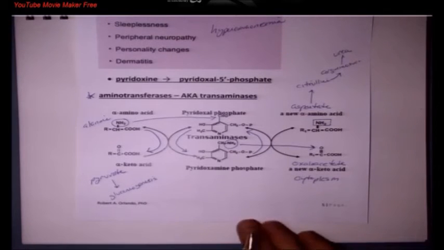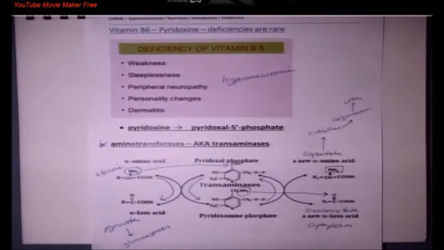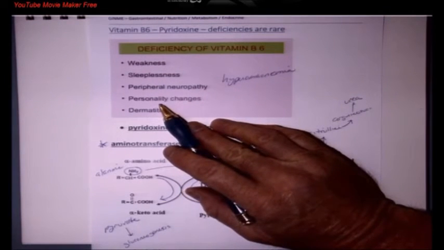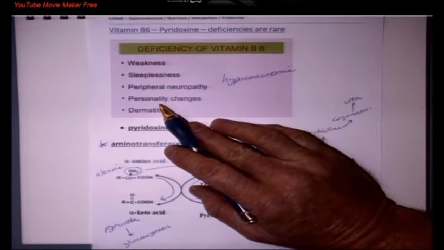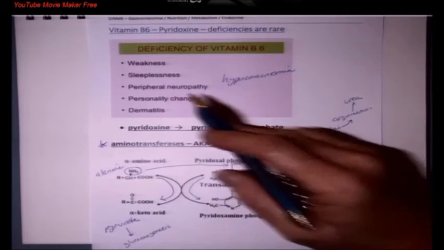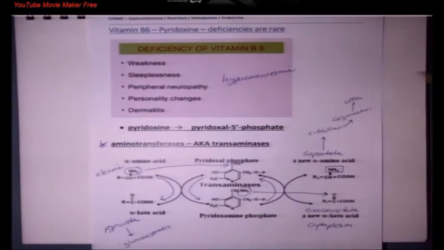Okay, so this is where B6 deficiency comes in. So now if you have a B6 deficiency, what would be the clinical symptoms? You're going to have hyperammonemia leading to personality changes. We saw that in that young mom in our case. Peripheral neuropathy, because we're decreasing glutamate synthesis. Sleeplessness. If I had high ammonia levels, I don't think I'd want to sleep. How do you get weakness with a B6 deficiency?